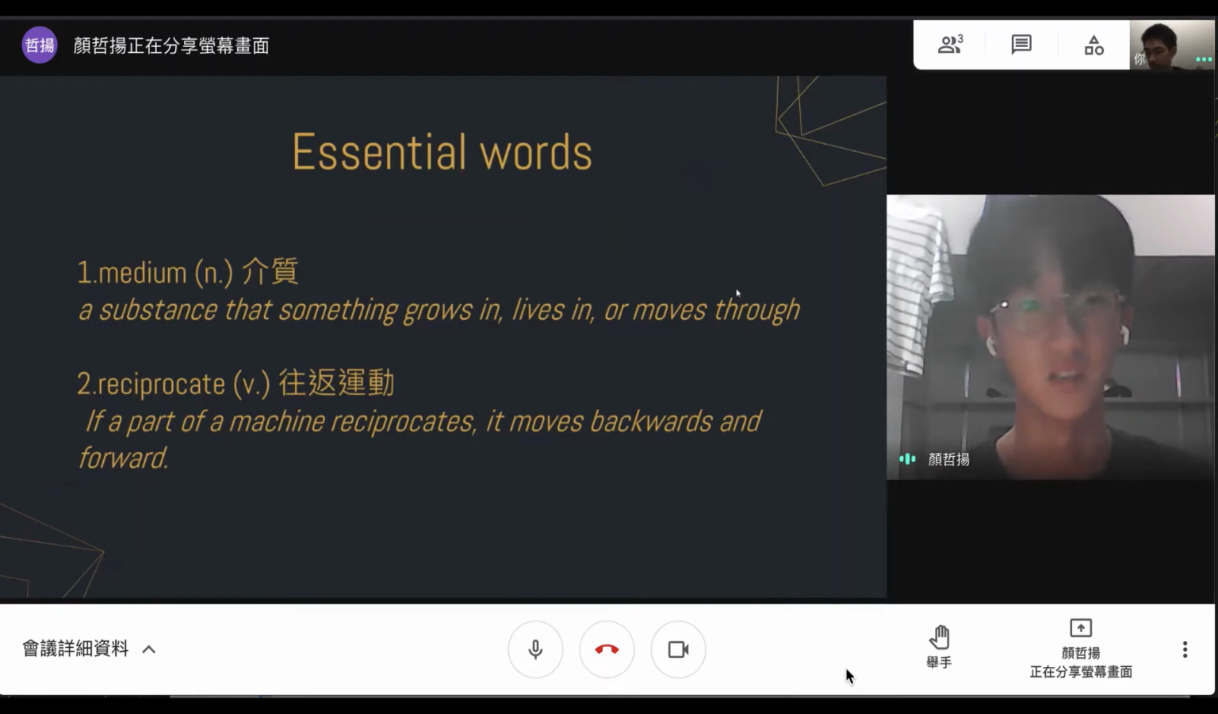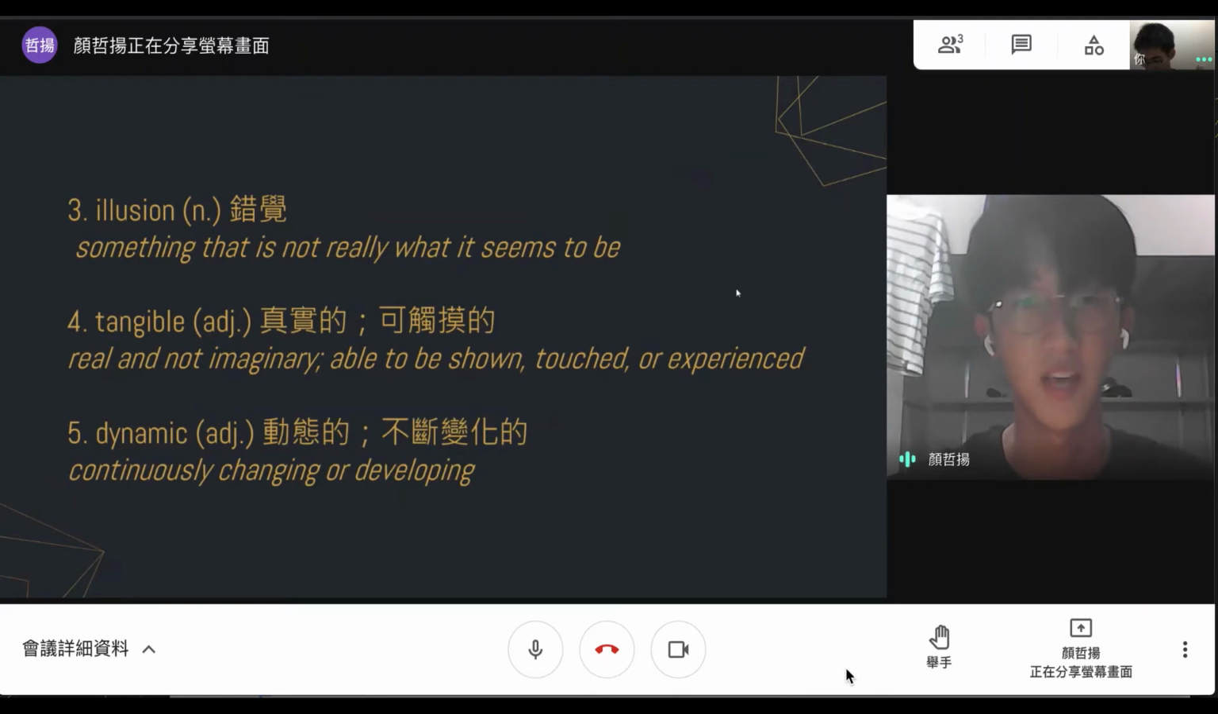Medium, a substance that something works in, lives in, or moves through. Reciprocate, if a part of a machine reciprocates, it moves backwards and forward. Illusion, something that is not really what it seems to be. Tangible, real and not imaginary, able to be shown, touched, or experienced. Dynamic, continuously changing or developing.